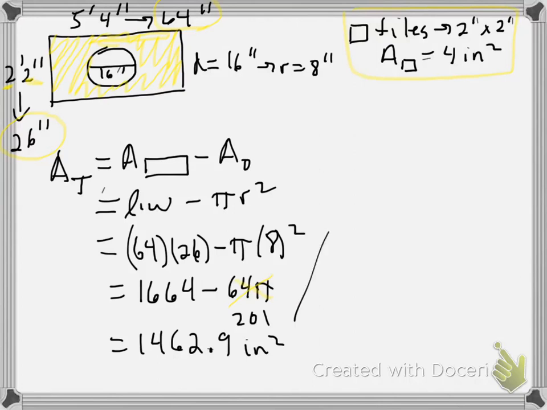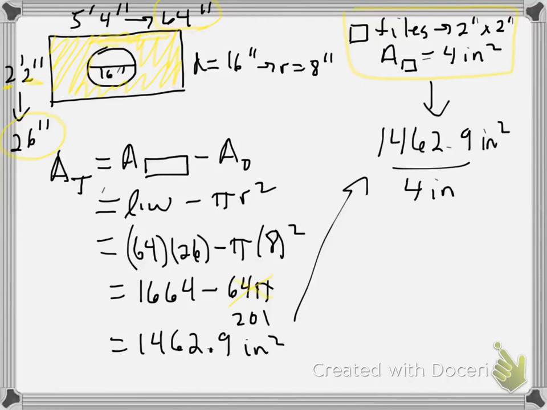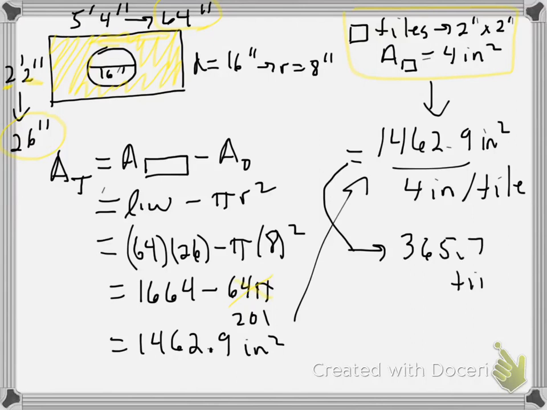So if I take that, and now I'm going to use this as well, 1462.9 divided by 4 square inches per tile, I get a number that's 365.7 tiles.